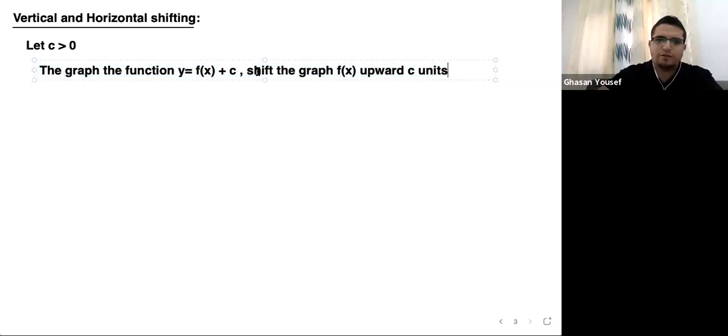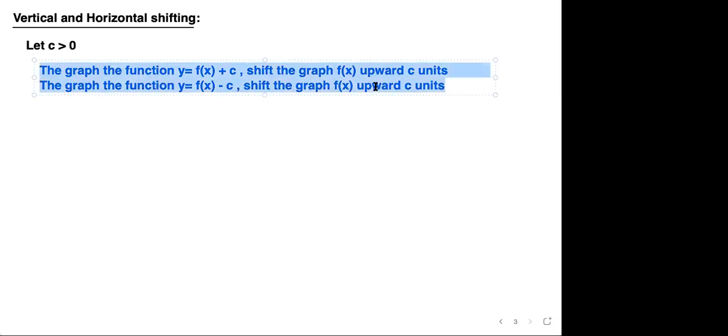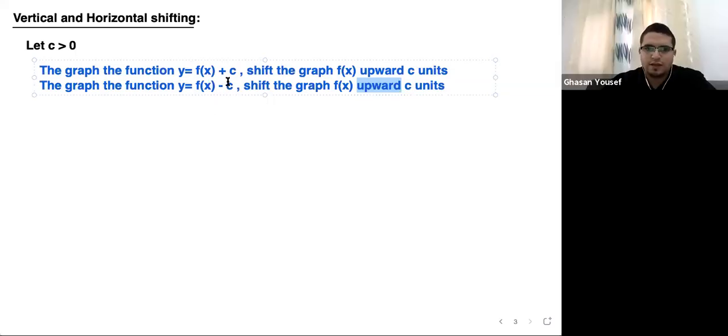This is for f of x plus c, but what about f of x minus c, if we have a negative? It will go downward. Negative means we shift it downward. If the number is negative here, we shift the graph of f of x downward c units. Exactly.